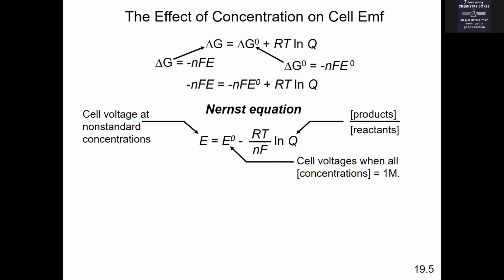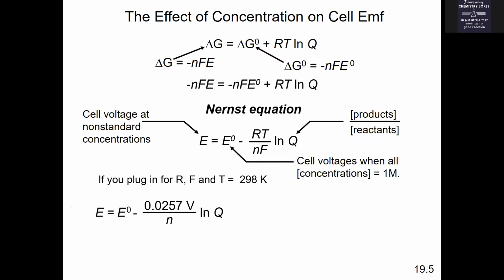And hopefully you don't really need this reminder, but I'll put it here anyway. Q is the same as K, but at any time other than equilibrium, and that's products of reactants raised to their coefficients multiplied together. So this RT over NF, R is a constant and F is a constant. And frequently, we're talking about systems at room temperature or 298 Kelvin. So the Nernst equation is sometimes seen in this simplified form, where you've plugged in R and F as the constants and 298 room temperature.